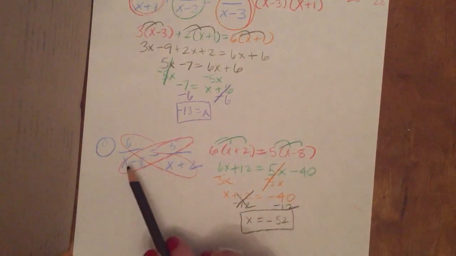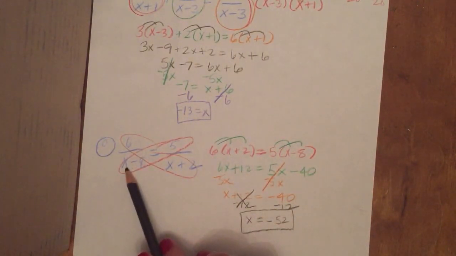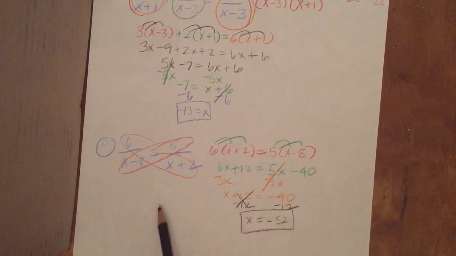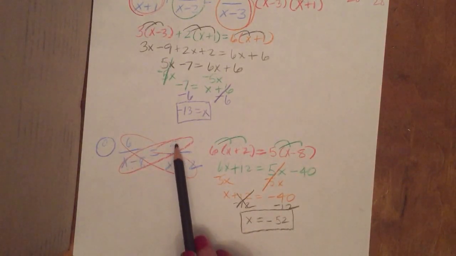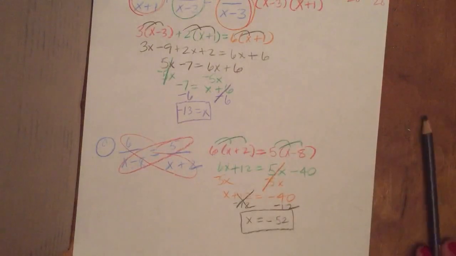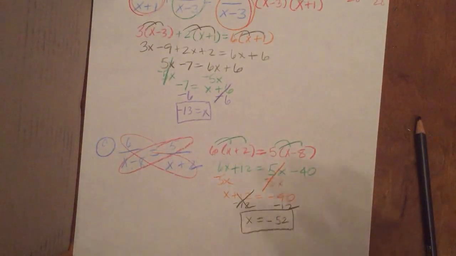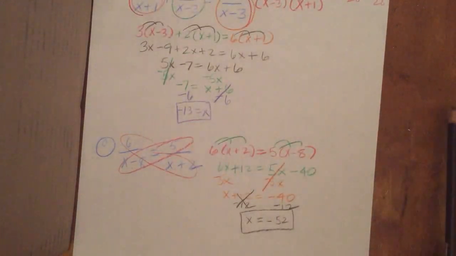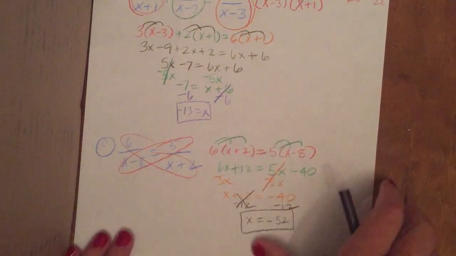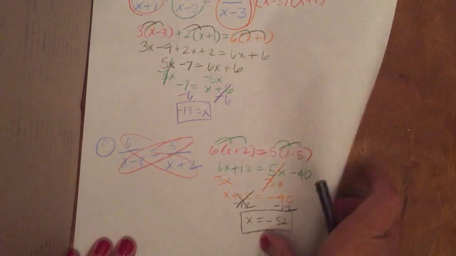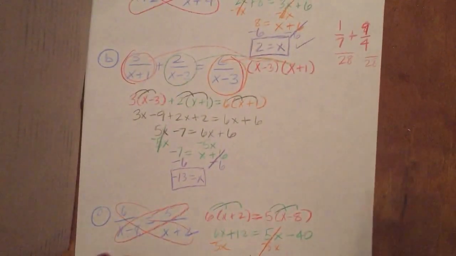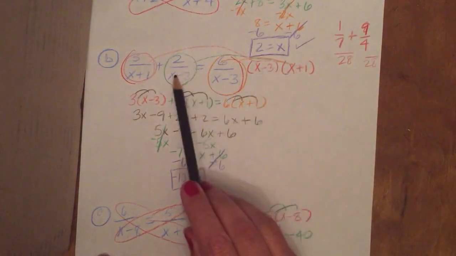If you plug it in, you get 6 over negative 60, which is negative 1/10. And if you plug this in, you get 5 over negative 50, which is negative 1/10. And that is how you solve rational equations. Now, remember, the only way you can do it when there's more than 2 terms is to multiply by the lowest common denominator.